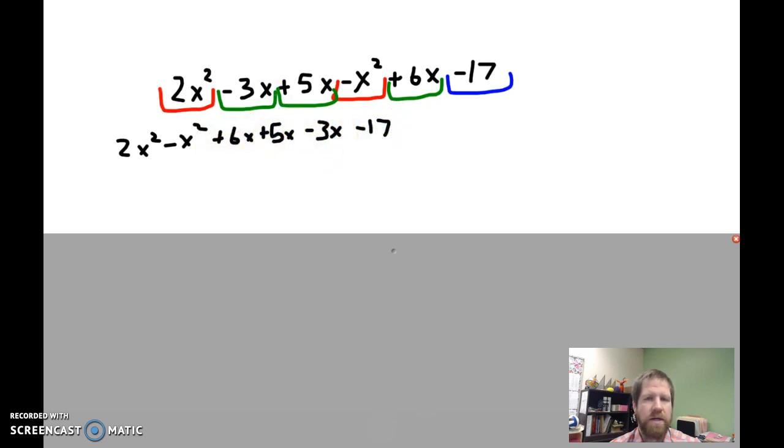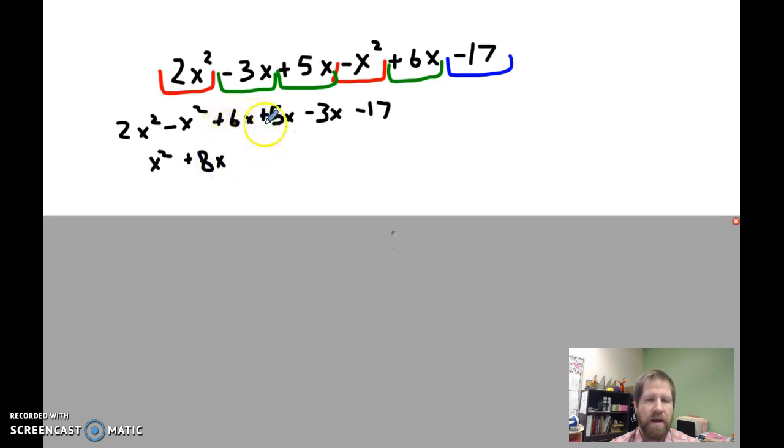And that way when I go to add them, I have 2x squared minus x squared, which leaves me with just x squared. And then I have a plus 6x plus 5x, which would be 11x minus 3x. So that's going to be a positive 8x. It's easier to deal with adding them and then subtracting from a larger number. So you can set that up. And then just pull down your minus 17. And that's it.